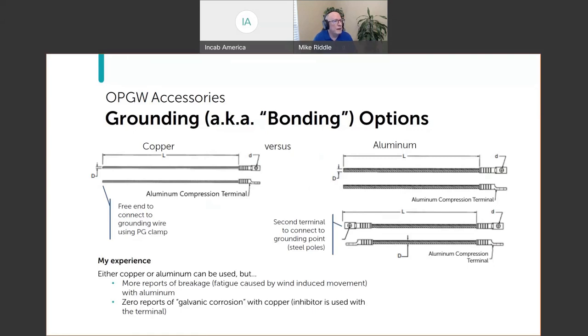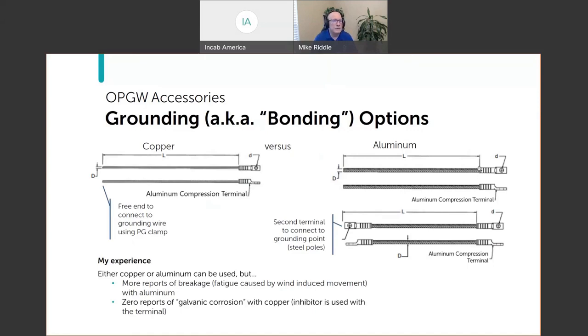Whether you use copper or aluminum is really up to you. The objection to copper is, well, that's introducing a dissimilar metal. In my experience, I've never seen that actually cause any kind of problem with galvanic corrosion. I'm sure it probably exists somewhere, but I've not encountered it.